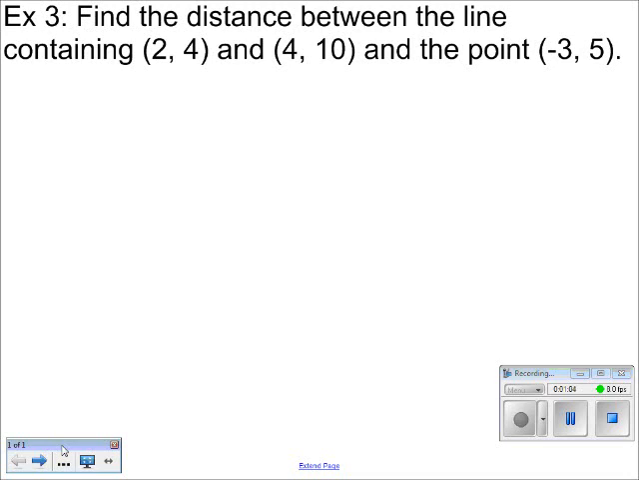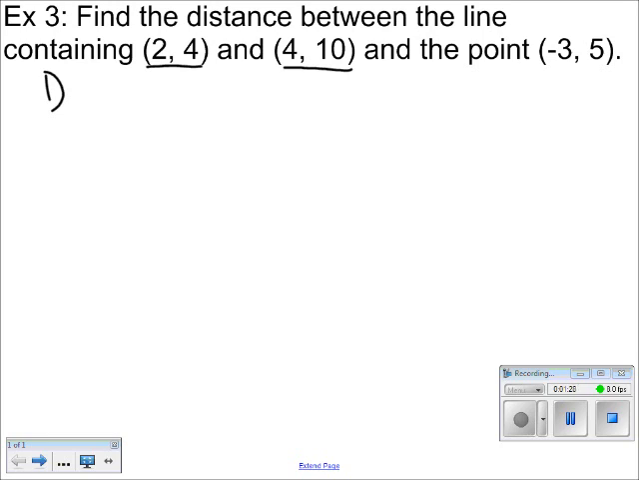Find the distance between the line containing (2, 4) and (4, 10) and the point (-3, 5). So we're going to go through the same process that we've been doing on the other one. First step, what do I need? What's it say? The equation of the line. So that means I'm going to use the point (2, 4) and the point (4, 10) to find the equation of that.